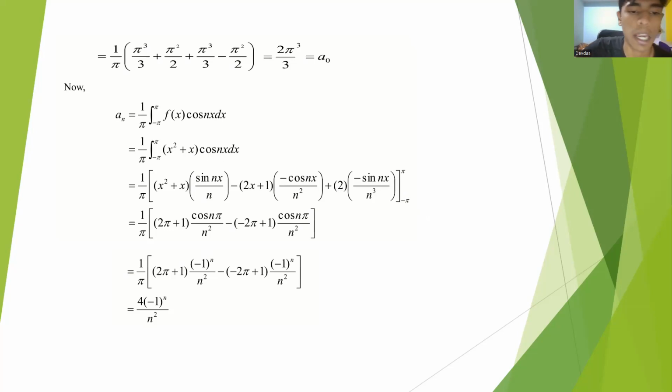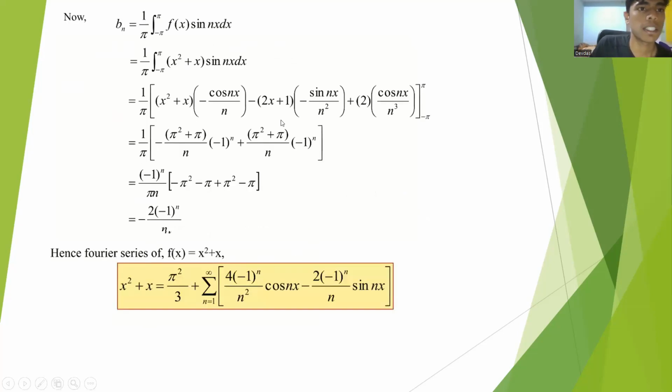Whenever you get cos n pi, it is converted into minus 1 to the power n for simplification. It's convenient. Similarly, bn. Over here we have the integral from minus pi to pi of f of x sine nx dx. In the same way, use Bernoulli's theorem and you get the integrated form. Replace the x values with minus pi and pi. You get 2 into minus 1 to the power n by n.